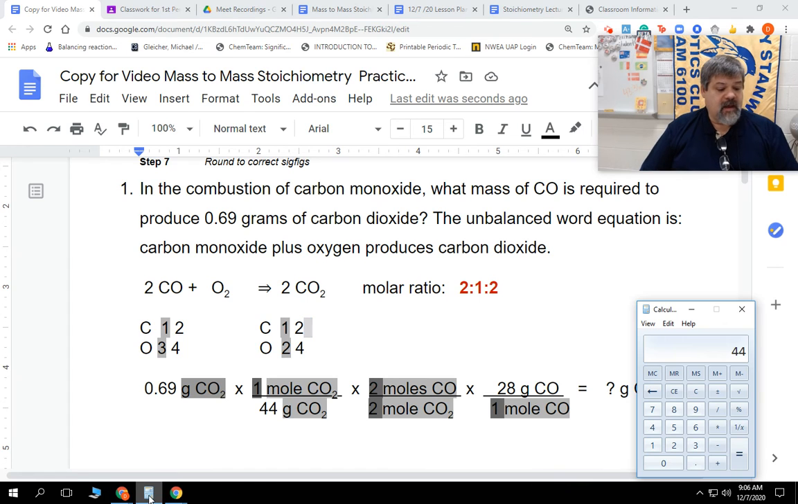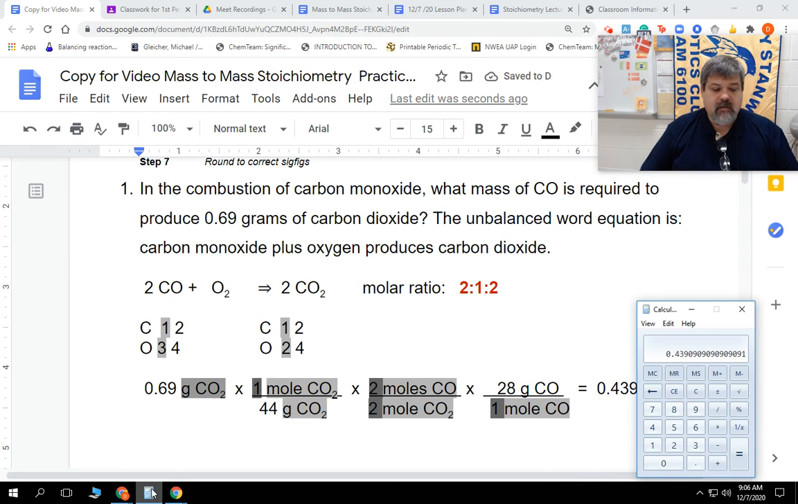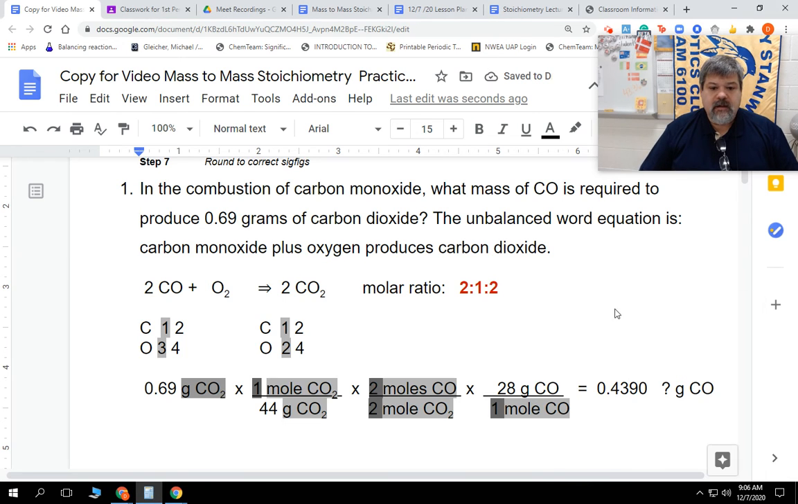So let's go ahead and do the math. It says 0.69 divided by 44 and multiply by 28. That's going to equal 0.439. So I'm going to put that in there. I'm going to put down 0.4390, I believe it was. So let's go back and look at it. And it was a 0.